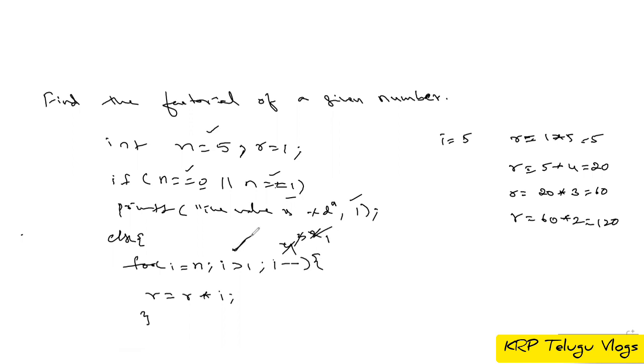So 1 greater than 1 is false. It will break the loop. So now what is r value? r value is 120, which is nothing but factorial of 5. Is that clear? Understood? Yes, sir. Note all this.